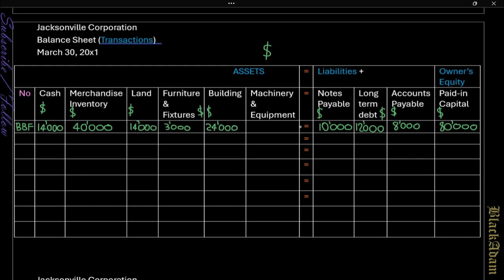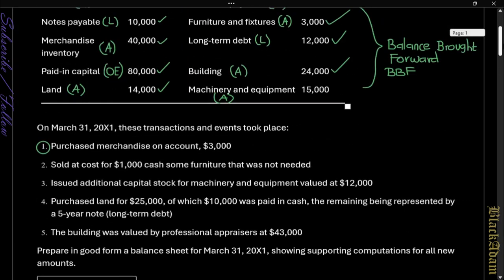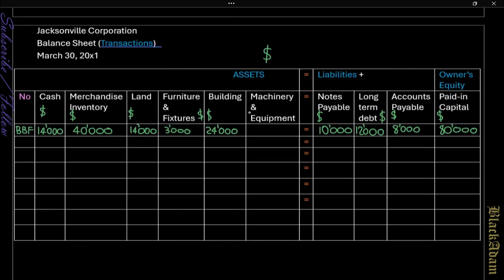And then we go to the next transaction, which is machinery and equipment. That's a 15,000 asset. So we go to the machinery and equipment, machinery there and equipment, that's 15,000. So that is the balance brought forward.